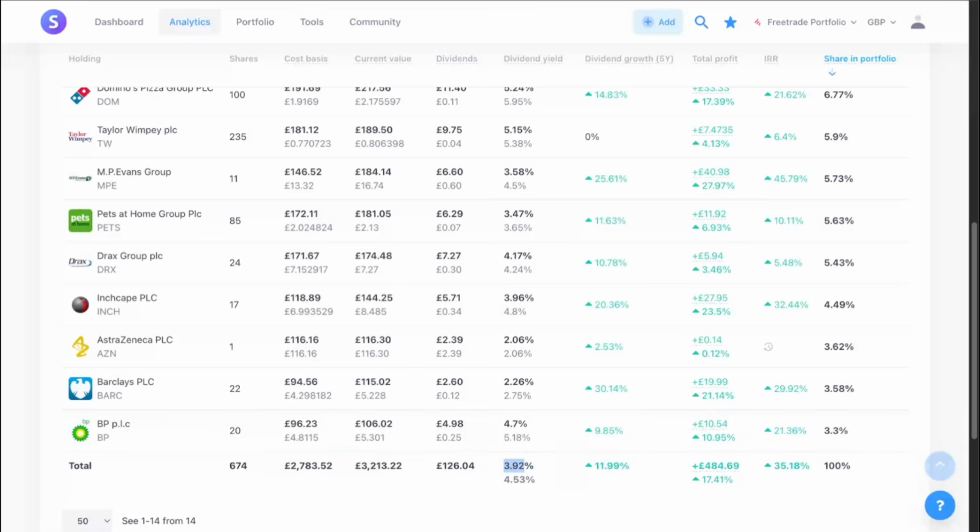One thing I absolutely love about this portfolio is that it not only has a fantastic starting dividend yield at 3.92%, but it also has a fantastic 5-year dividend growth rate at 11.99%, so that means that even if I don't add any more capital to the portfolio, this is still going to grow on average by 12% every single year.